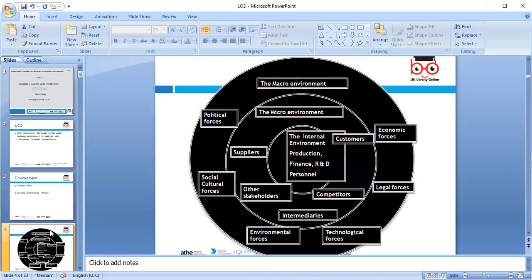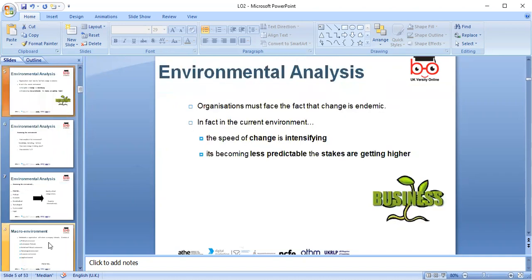So micro environment is inside the organization. We can look around production and finance within the organization, and with macro we can look around economic factors, legal factors, technological factors, and political forces. All these are crucial, and we need to look around them.